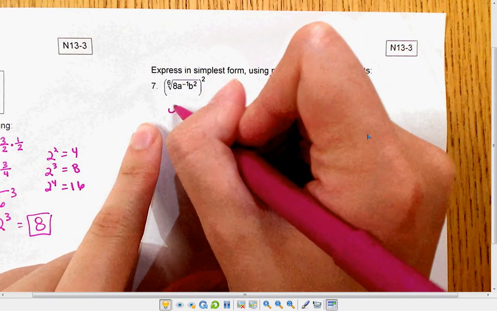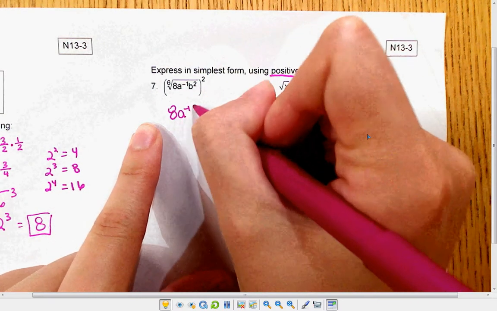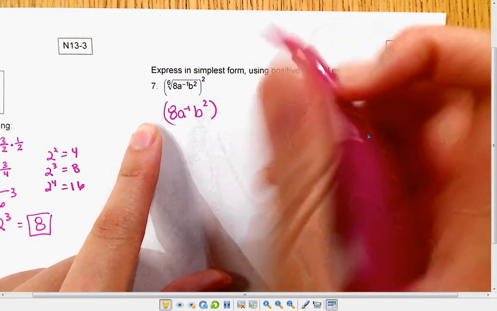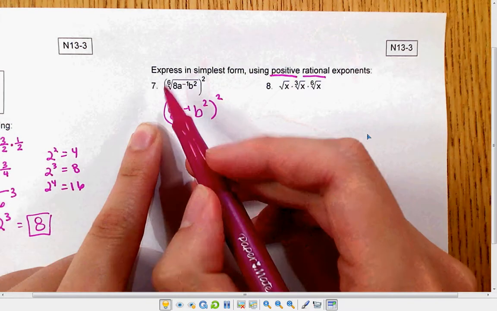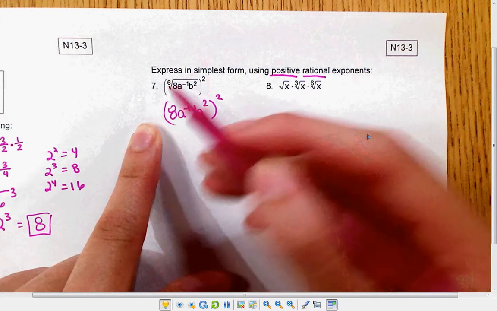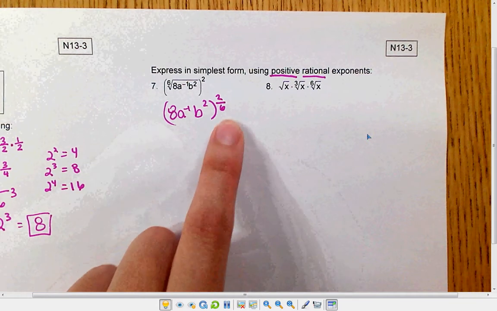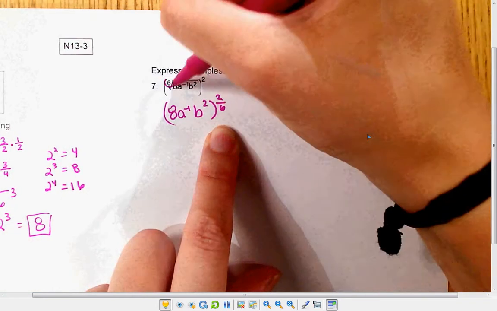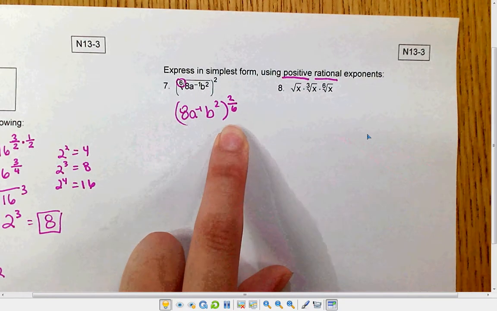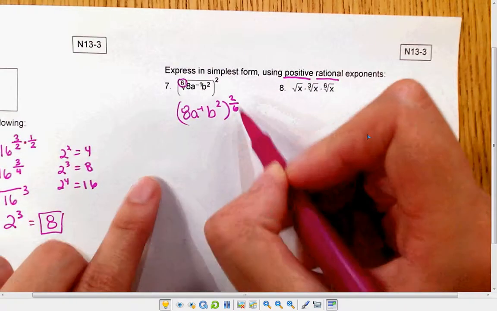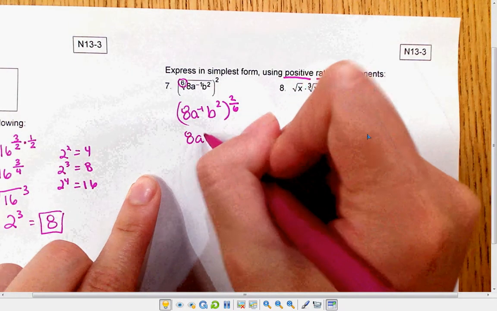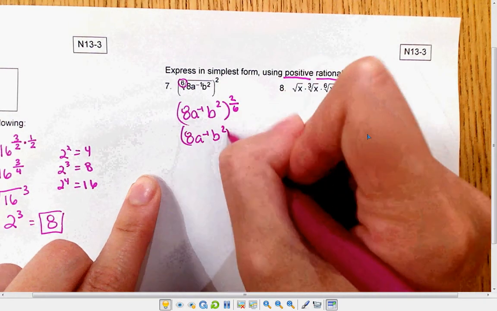So right now I have an 8, a to the negative 1, b squared, and it's to the second power. Now this 6, which is my root, I can rewrite as over 6 in my exponent. Again, my root is in the denominator of my exponent. And now I can simplify this. 2 over 6 is the same thing as 1/3.